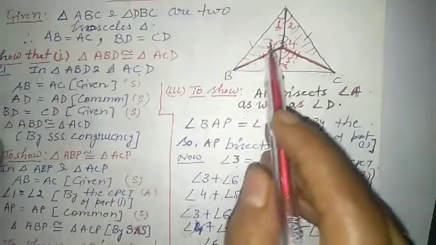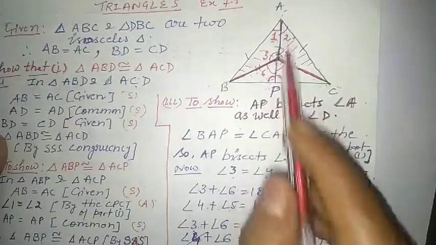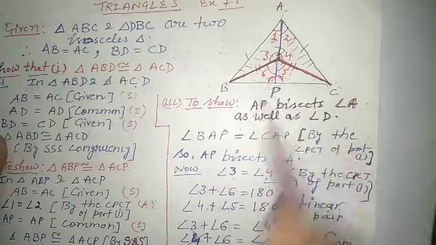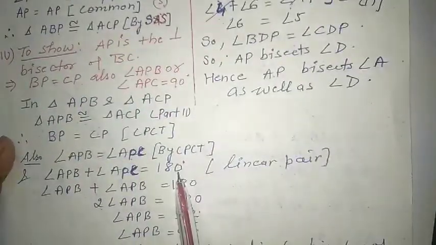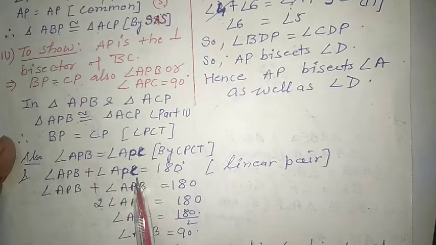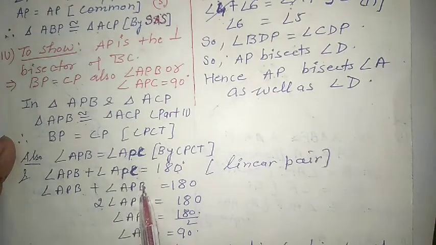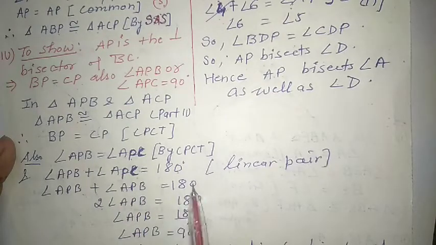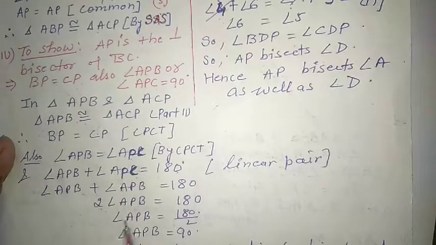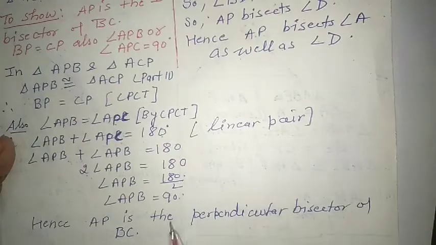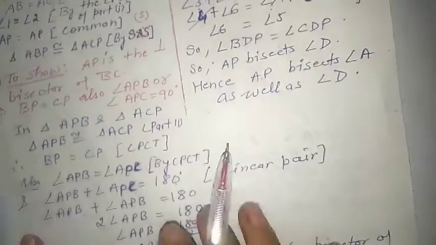Along with it, what we can see in the figure is that angle APB and angle APC make a linear pair. So the sum of these two angles is equal to 180 degrees. Here we can write angle APB plus angle APC is equal to 180 degrees. With the help of the previous equation we can replace APC by APB, so twice of APB is 180, and APB is equal to 90 degrees. Hence AP is the perpendicular bisector of BC. This we can prove. There are 4 parts, so this becomes lengthy.